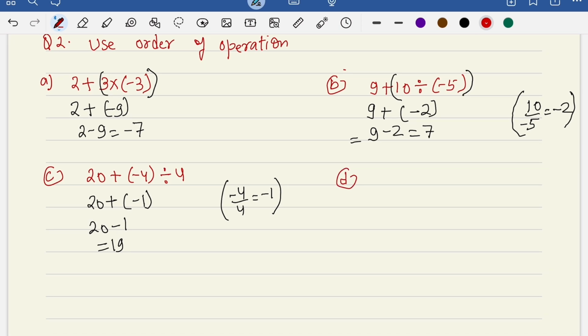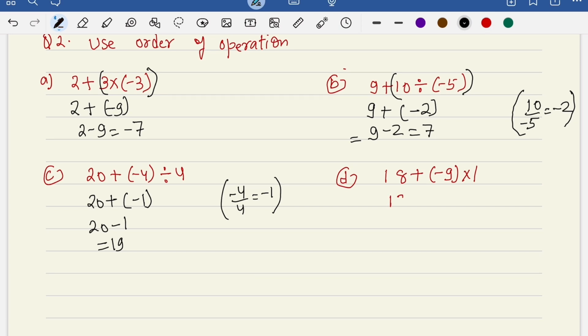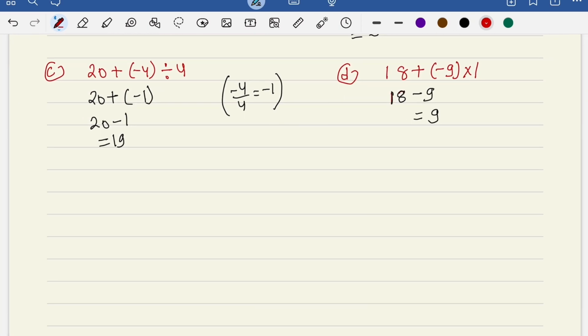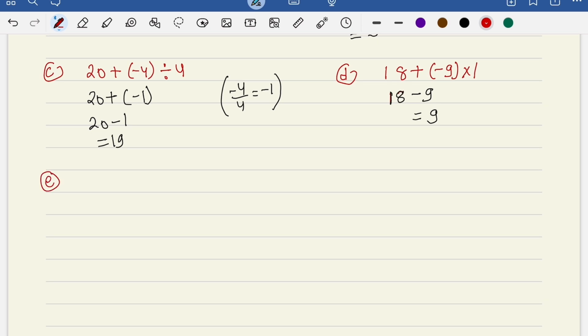D, 18 plus minus 9 times 1. So it is 18 minus 9 times 1 is minus 9, because multiplication is done first. Minus 9 times 1 is minus 9. So 18 minus 9 is 9.